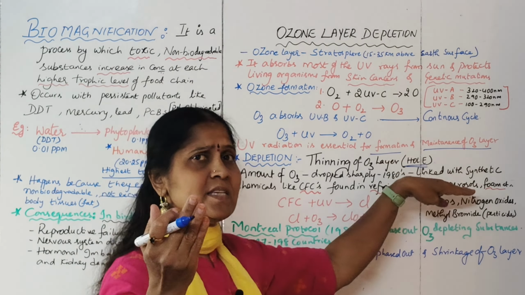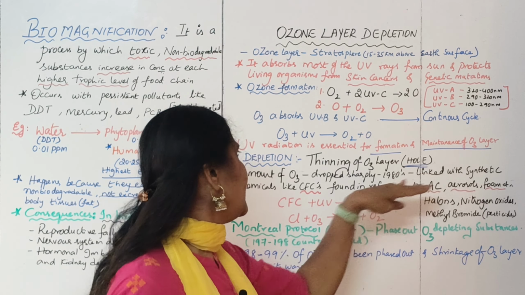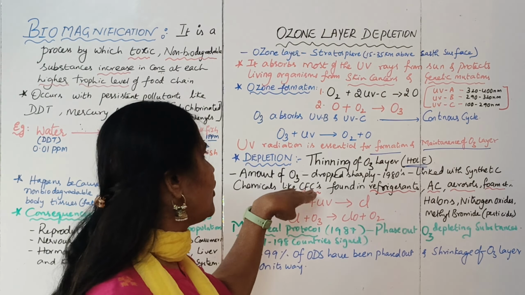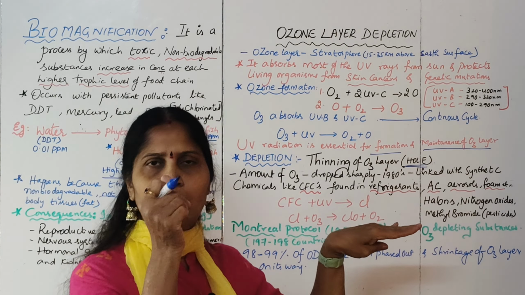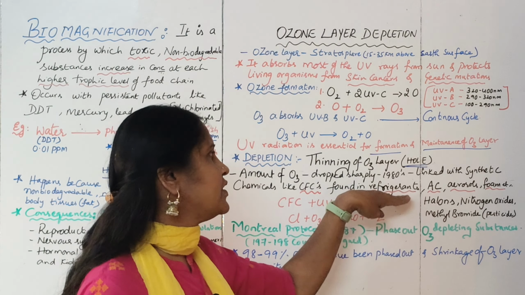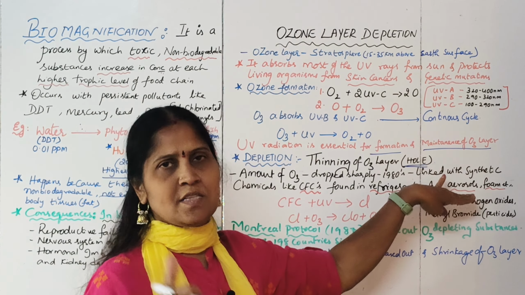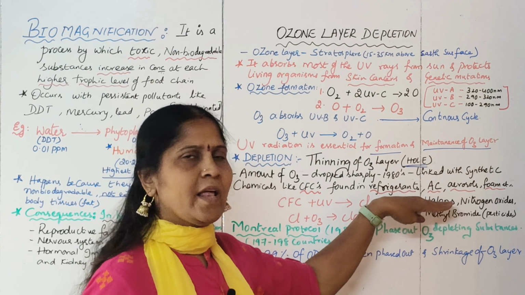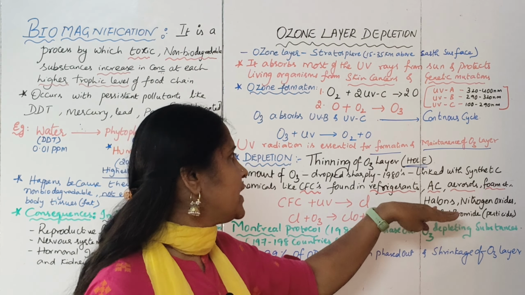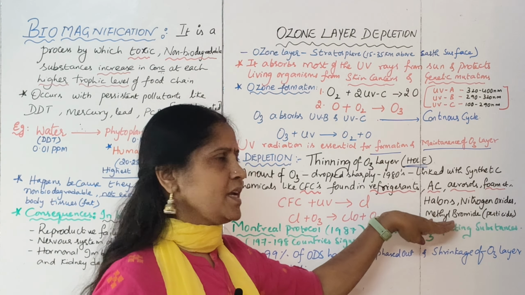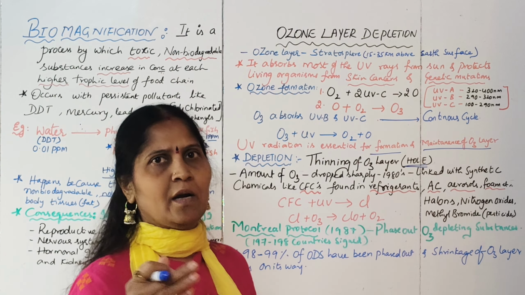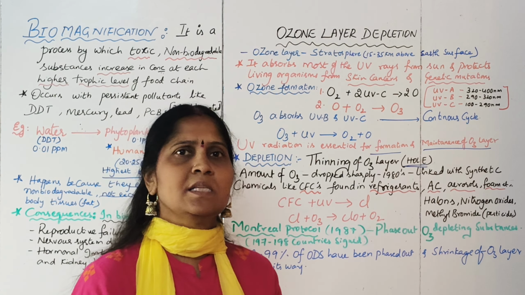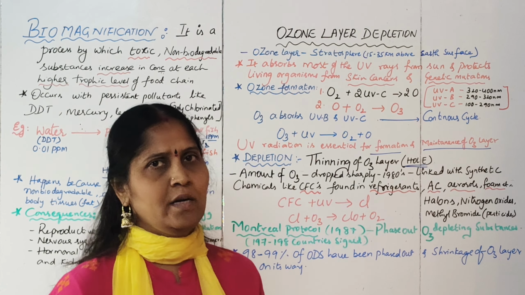And why is that happening? Because it was found to be linked with different synthetic chemicals released into the atmosphere, like the chlorofluorocarbons. The chlorofluorocarbons are chemicals that are found in refrigerators, ACs, aerosols, the sprays that you use on your body, and the foams. Also there are other pollutants like halogens, nitrogen oxides and methyl bromide, which is a part of the pesticides. These synthetic chemicals are leading to ozone layer depletion.